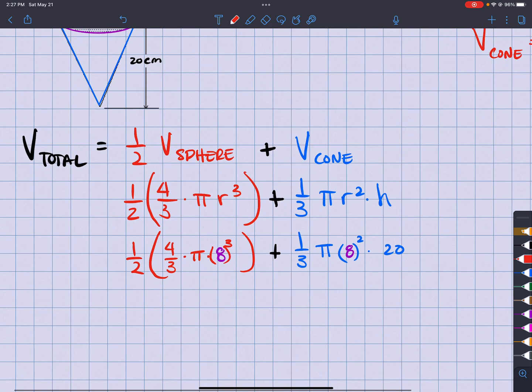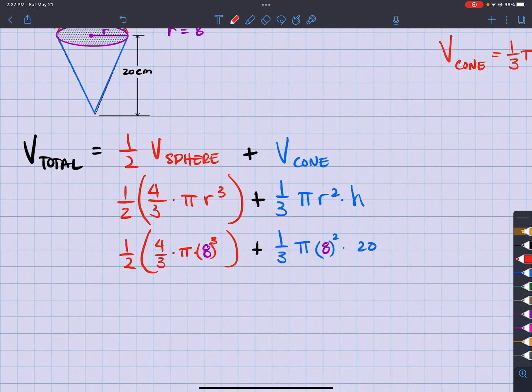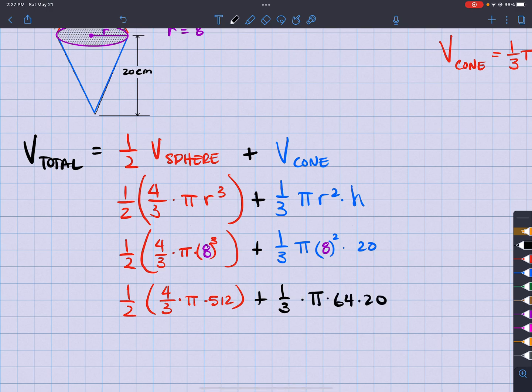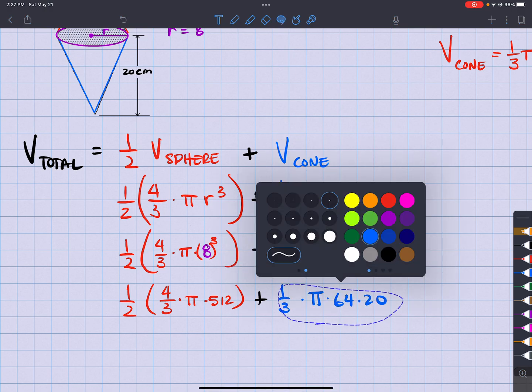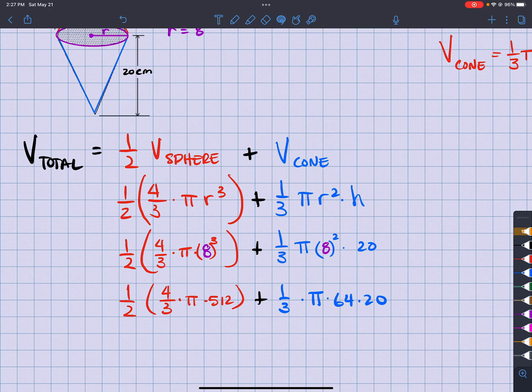All right, so let's take a look. I got 1/2 times 4/3 times pi times, what is 8 to the 3rd? 8 to the 3rd is 512, plus 1/3 times pi times 64 times 20. And that should all be in blue. There we go. All right, so let's keep on going.